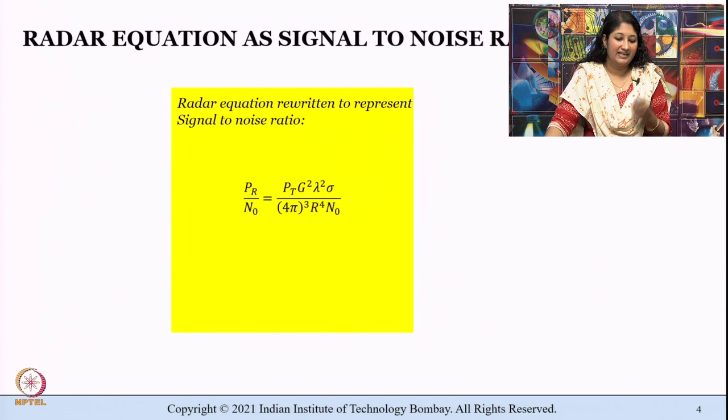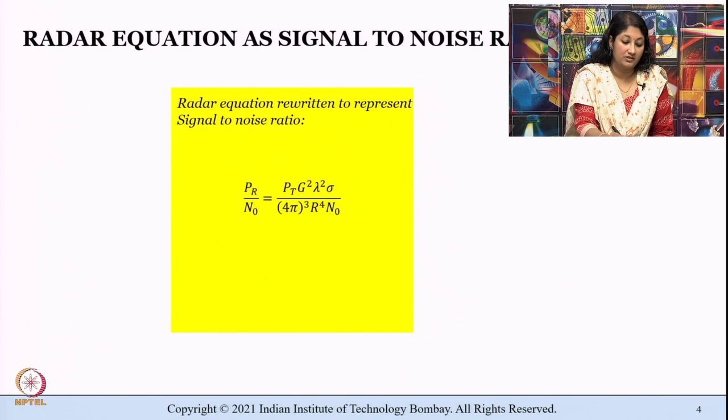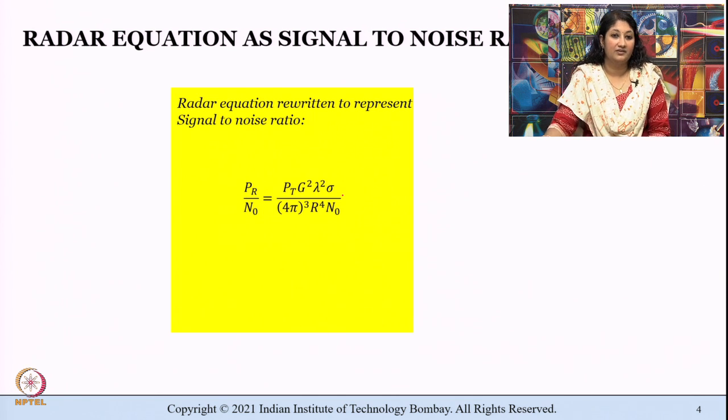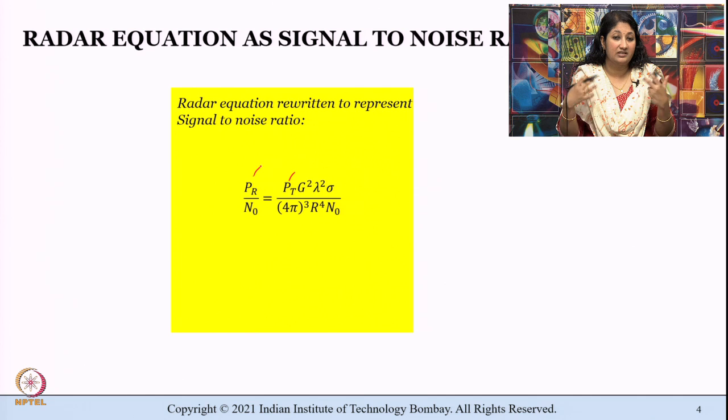Now, the radar equation can also be rewritten to represent signal to noise ratio. So what have I done? I have rewritten the same radar equation in the form of signal to noise ratio, PR by N0. This tells us that the higher the transmitting power, the higher shall be the signal to noise ratio, because it is directly proportional, isn't it?